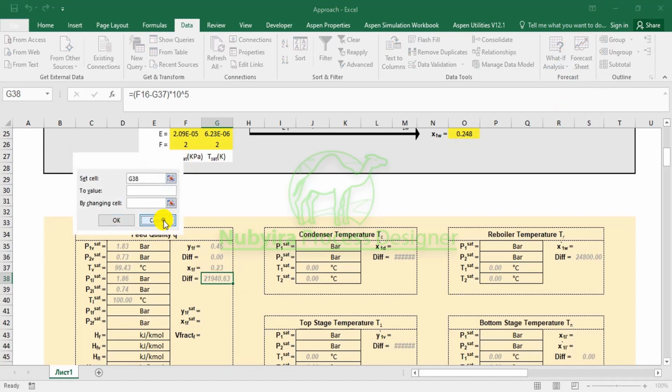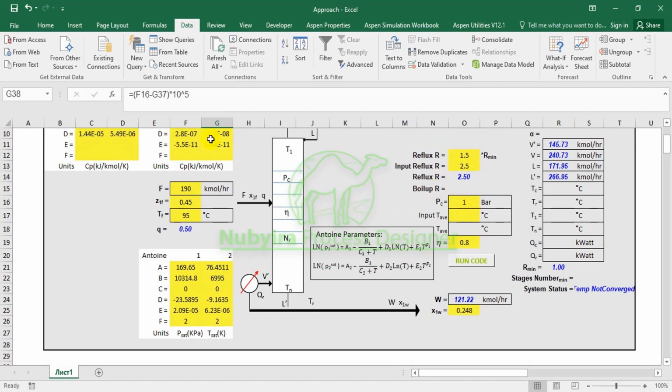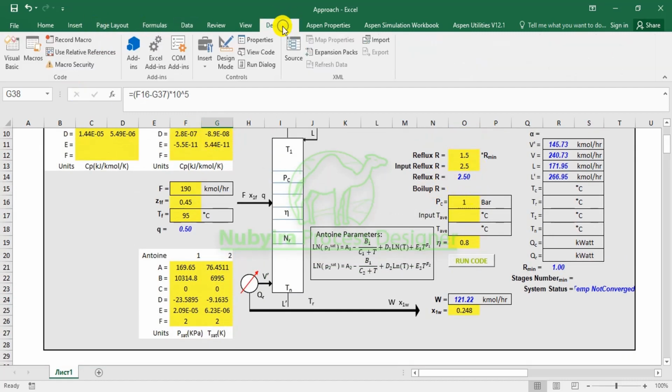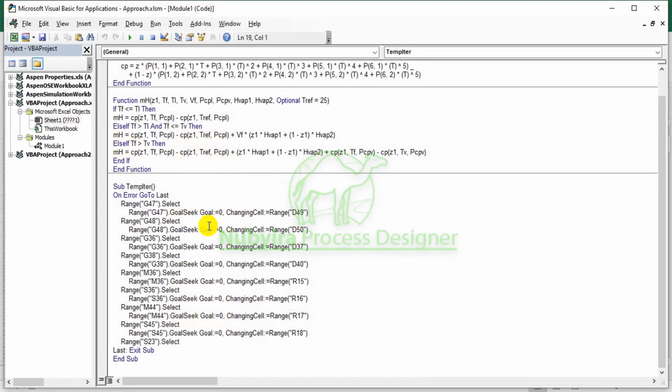Okay, let me not do it again. This GoSeek, I've written it in the code, so I don't need to be doing it over and over again. And you can get the code from... okay, this is the code that I wrote for it. You can see temperature, iteration. So I'm just going to be pressing code. The meaning of the GoSeek is just to run the GoSeek function on series of cells. You can see it's going to make this value to be 0, just like what I did.